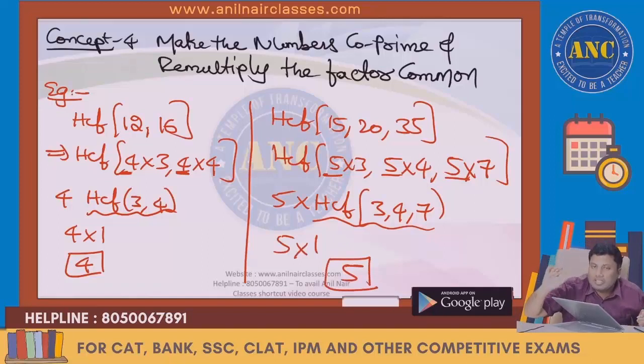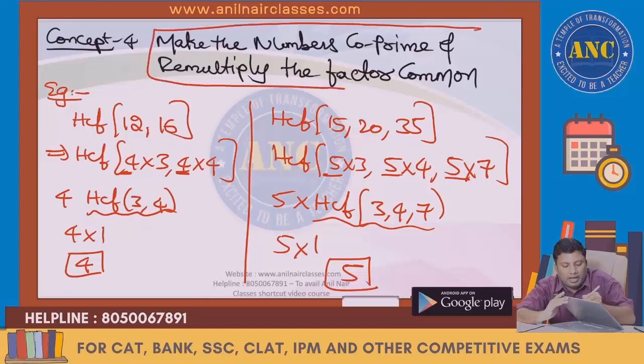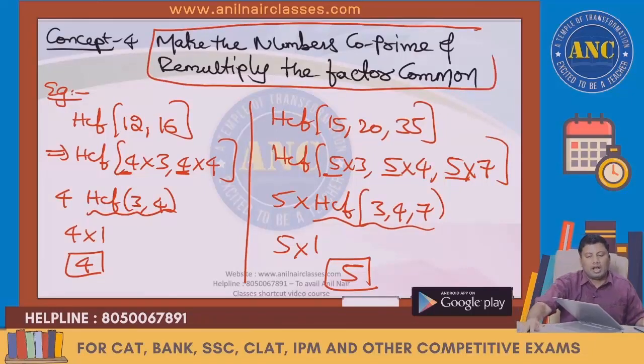If the numbers are not co-prime to each other, make them co-prime by taking the factor common and re-multiplying at the end. I hope the idea is clear.